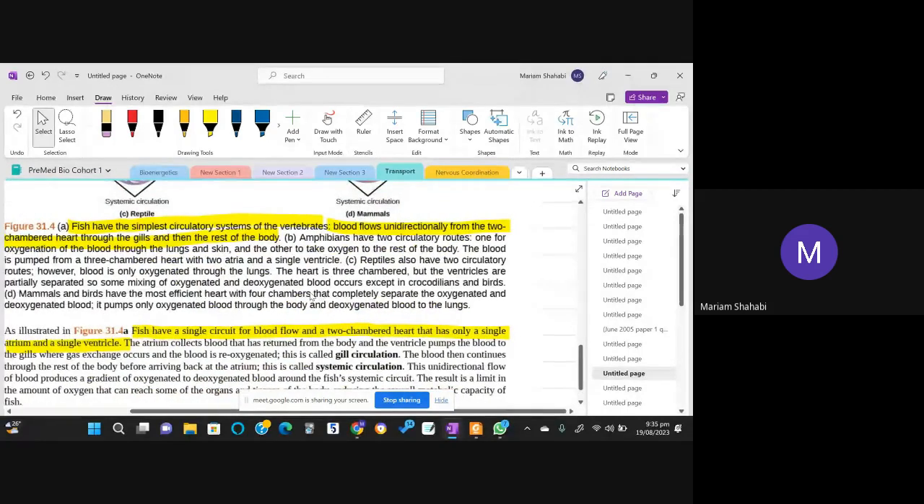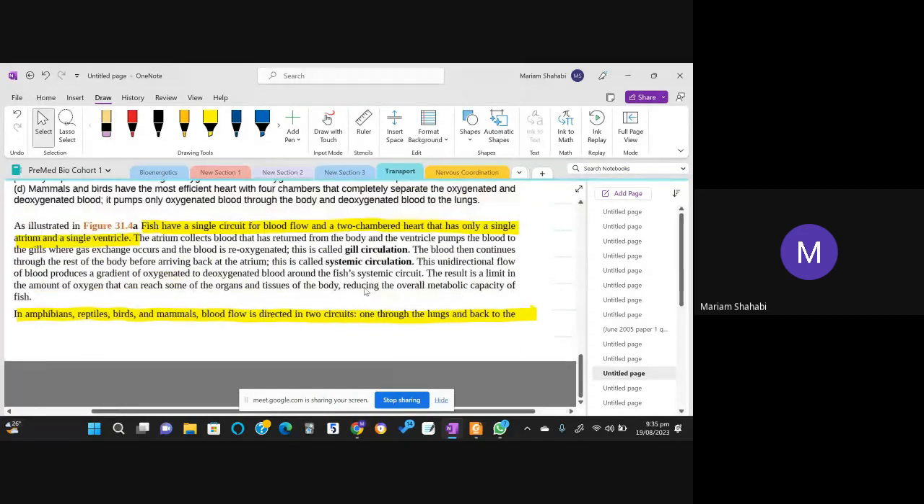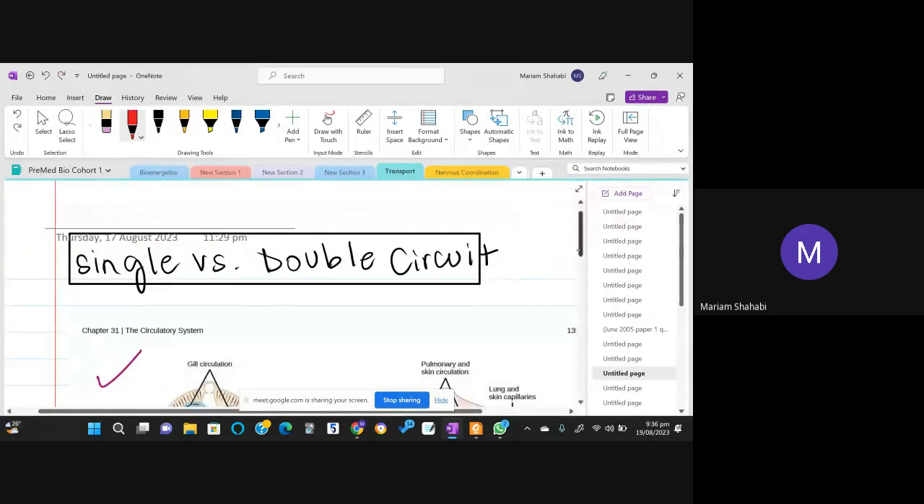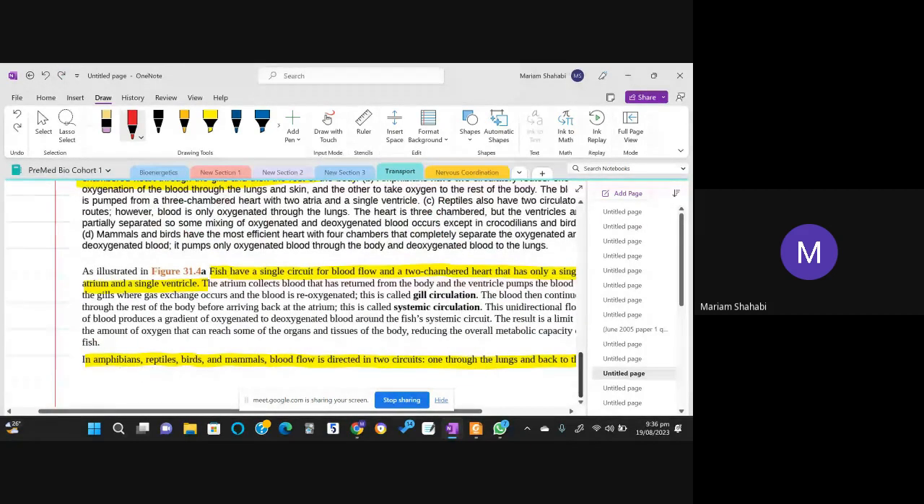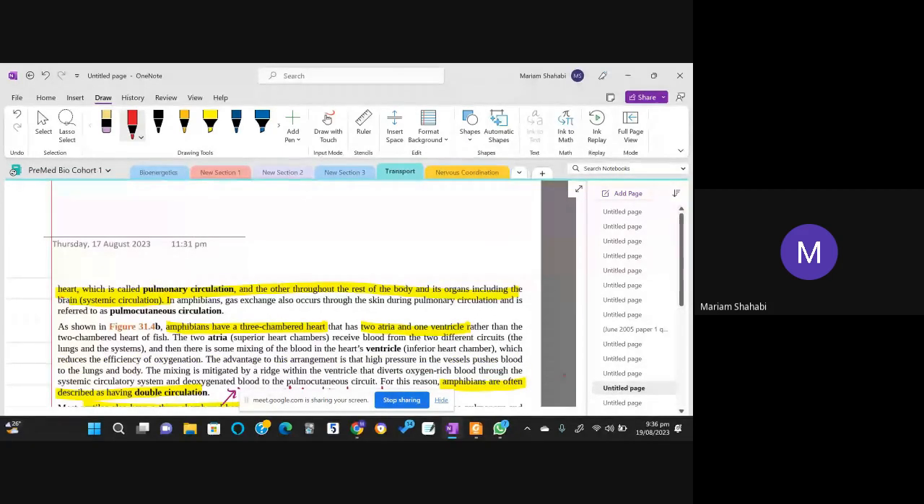ठीक है? So fish have the simplest circulatory systems among the vertebrates. Blood flows unidirectionally. I've explained why unidirectionally. They have a single circuit, ये भी मैंने explain कर दिया. Two chambered heart है, ये भी मैंने बता दिया. Now in amphibians, reptiles, birds and mammals, the blood flow is directed in two circuits. One through the lungs and back to the heart, which is called pulmonary circulation, and the other throughout the rest of the body and its organs, including the brain. Now let me show you this.